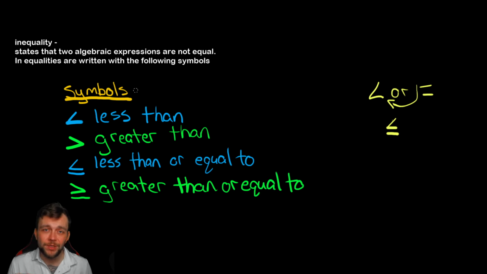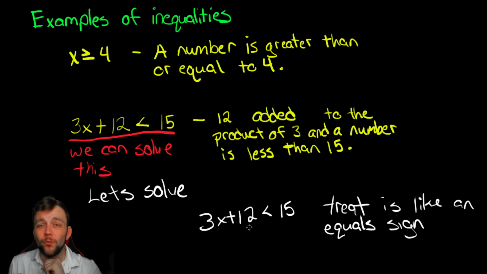Treat it like an equals sign, for the purpose of algebra. So if this was just a normal equation, what would be your first step? Do you remember your inverse operations, your PEMDAS, your reverse order of operations? We have 3x plus 12 on the left-hand side of the less than symbol. How do we get rid of the plus 12? What's the inverse of plus 12? It is a minus 12.